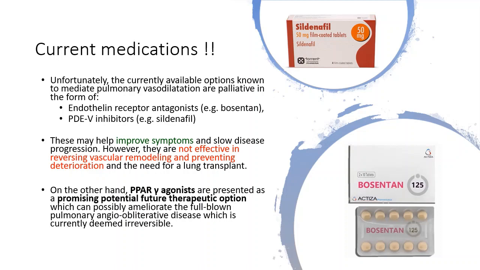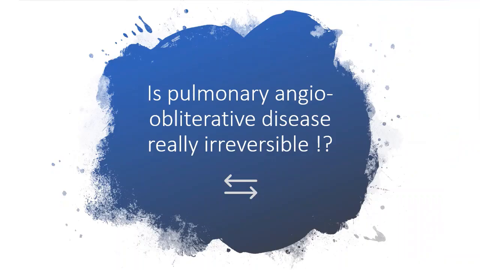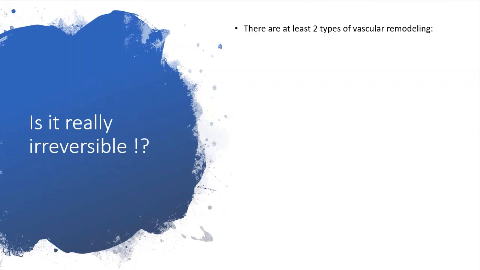On the other hand, PPAR gamma agonists are presented as a promising potential future therapeutic option which can possibly ameliorate the full-blown pulmonary angio-obliterative disease, which is currently deemed irreversible. So is it really irreversible?